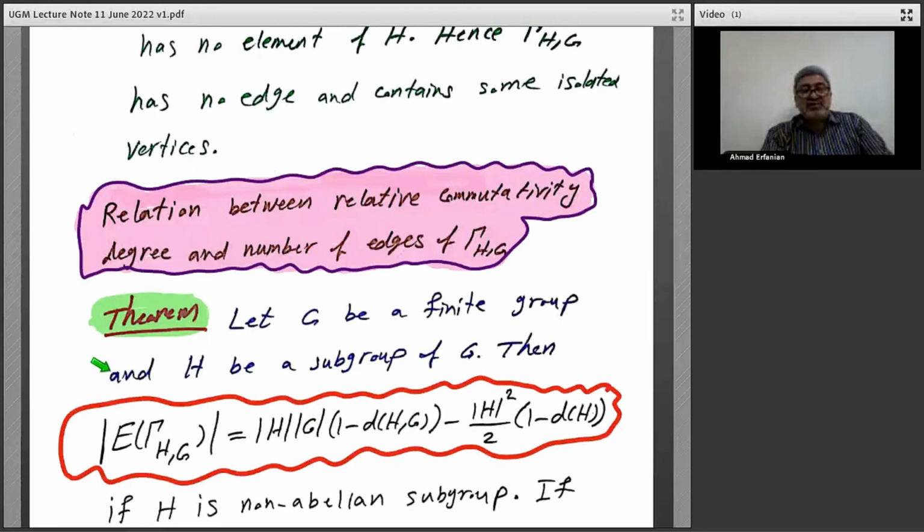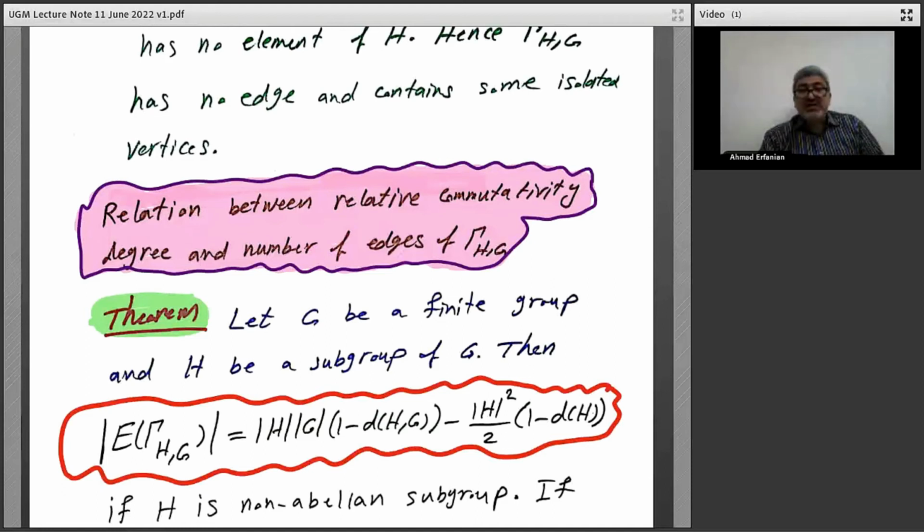Now I introduced the relative non-commuting graph, similar to the relation between commutativity degree and the number of edges in non-commuting graph. We will have a relation between relative commutativity degree and the number of edges of relative non-commuting graph.